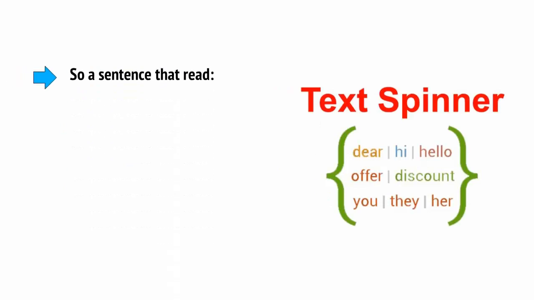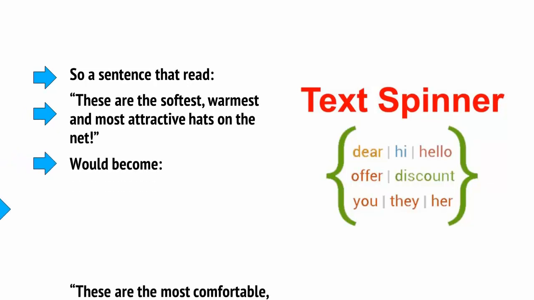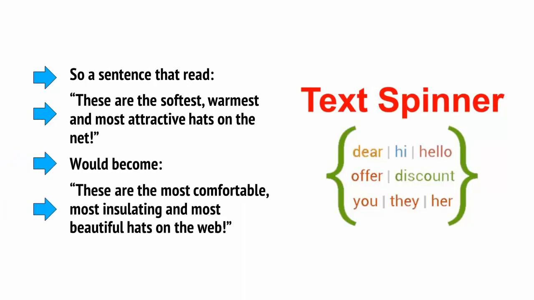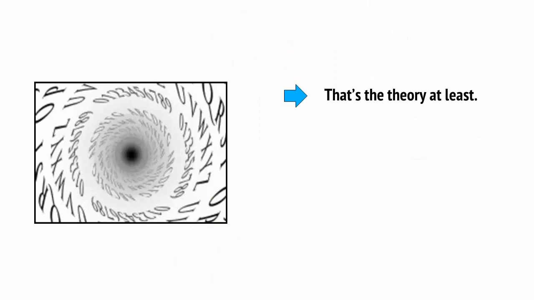So a sentence that read, "These are the softest, warmest and most attractive hats on the net," would become, "These are the most comfortable, most insulating and most beautiful hats on the web." And because the site owner didn't have to write that content themselves, this meant they could publish thousands of posts in a short space of time and bomb Google. Well, that's the theory at least.